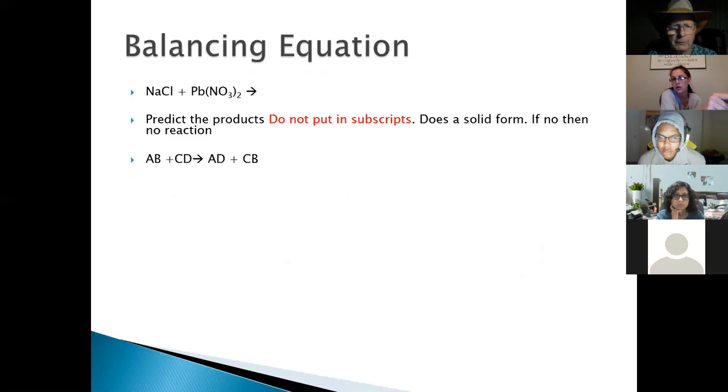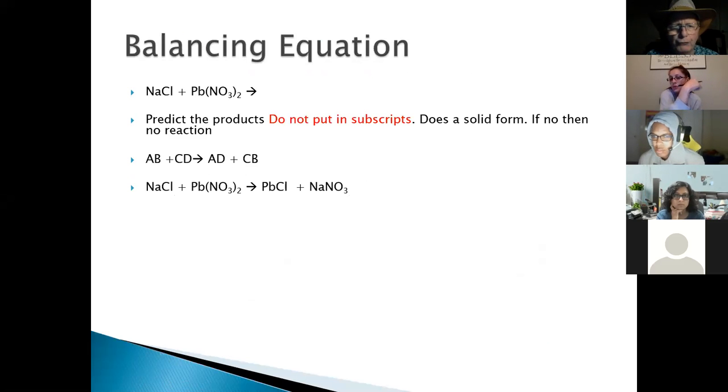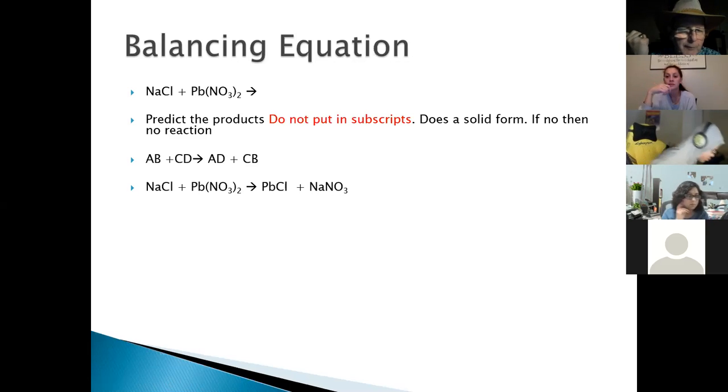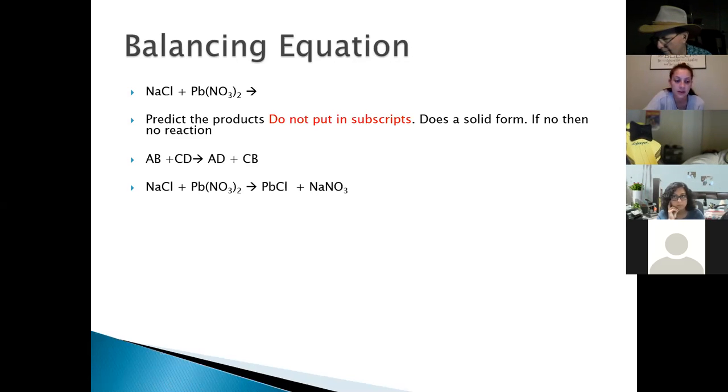So I have to figure out what is happening. Okay. I've made PbCl and I've made NaNO3. Elizabeth. Yes. Okay. Do you know what the charge on sodium is? No, I don't have my periodic table with me today. Who has a periodic table? Guys, bring your periodic table each and every day. Mila, do you have a periodic table with you? One second. I'm sorry. My son's getting in trouble. No problem. Armethia, do you have a periodic table?